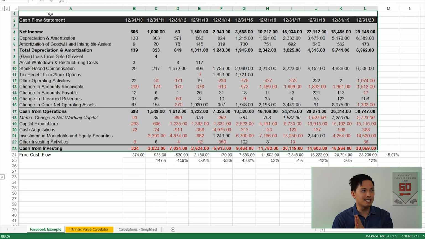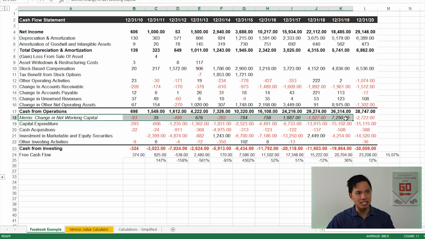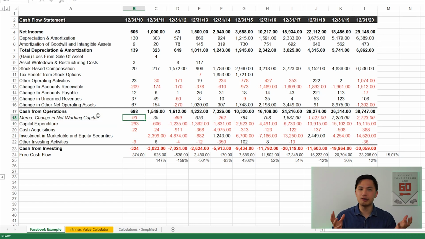So over here, I have pasted the information that I've got from the ticker terminal. And to calculate free cash flow, what I did was I took the cash from operations, added back in the amount spent on capital expenditure, as well as cash acquisitions and the other investing activities. Do note that I don't add in the change in net working capital. The change in net working capital basically reflects how much money is tied up in your current assets versus your current liability. So the more money that you have tied up in your current assets, such as inventory or accounts receivable, means that you have less cash that you can use to invest into the business or to pay back shareholders.